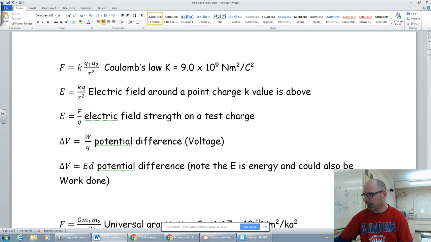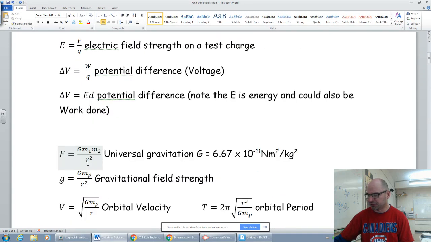Okay, K is the value above, right? The electric field strength on a test charge. Okay, we used Q prime. Didn't put the prime in there, but it's the same idea. The potential difference or voltage, work over Q or energy over Q. Potential difference written in another way, where E is the energy and could also be work done. Okay. Then we had gravitational fields.